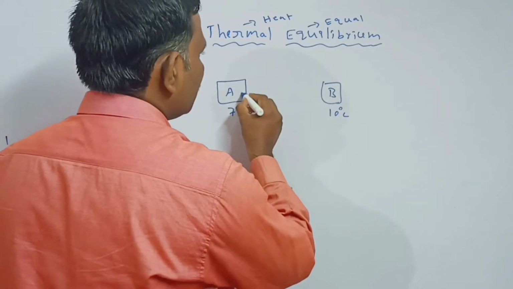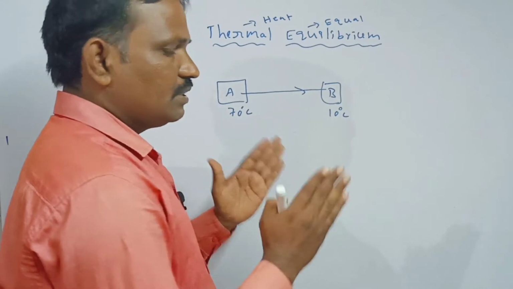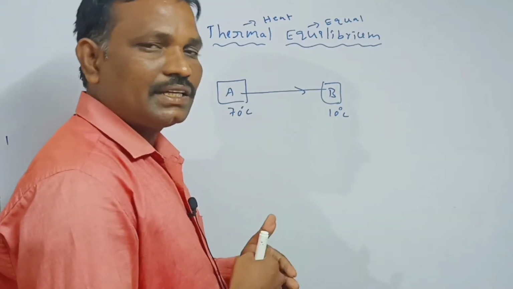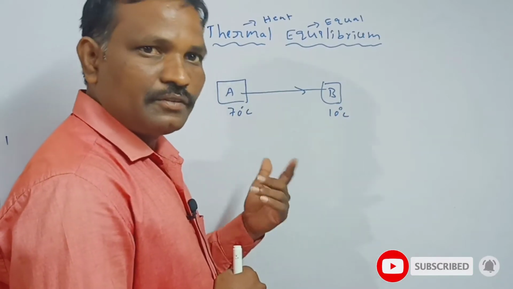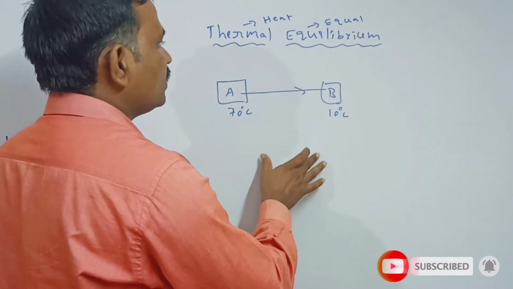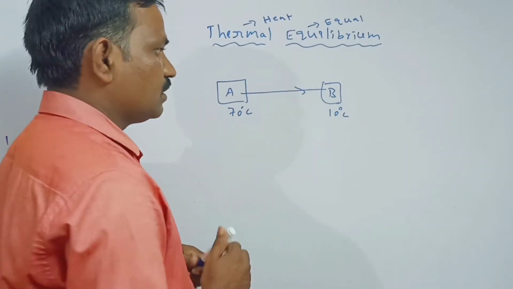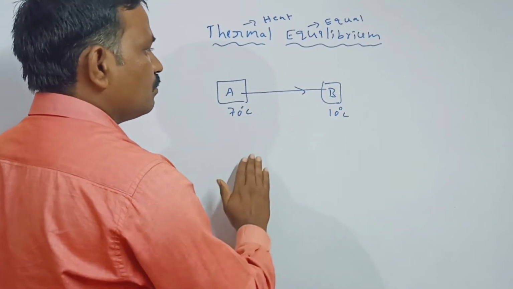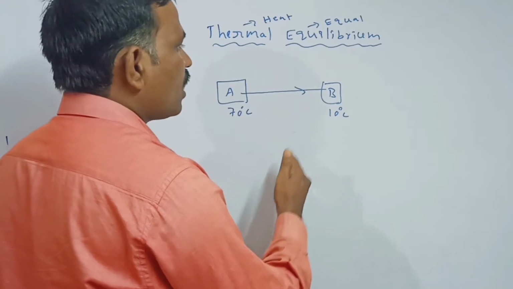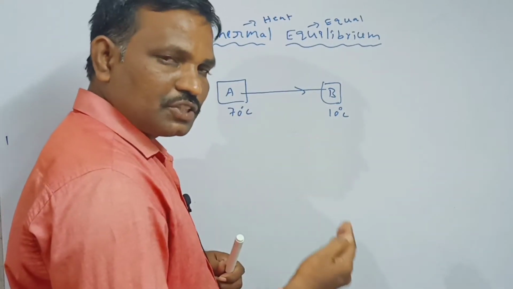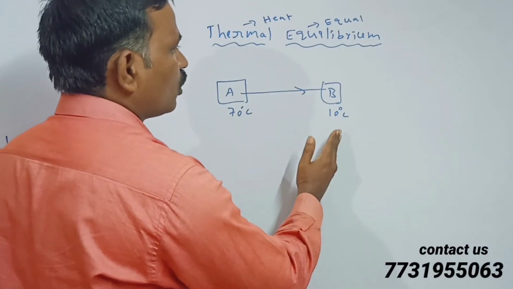To get the thermal equilibrium phenomenon between two objects, compulsorily there should be a physical contact between the two objects. When there is a physical contact between the two objects, then heat starts flowing from hotter body to colder body. That is from the definition of heat energy. Heat flows from hotter body to colder body.